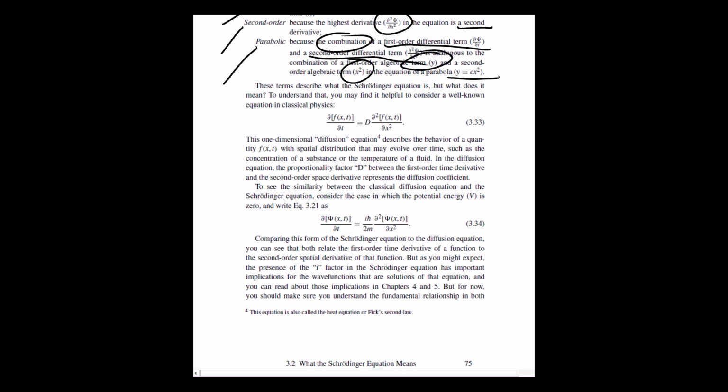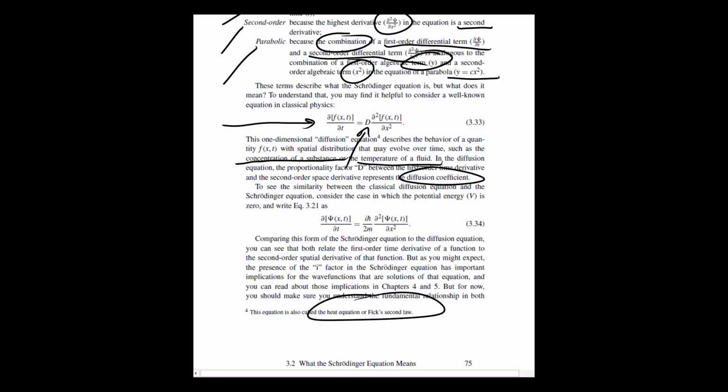I think the best way to understand that is to compare it to this equation from classical physics, which is called a diffusion equation. There's some other names for it down here. And what does that equation describe? A couple of examples I give here are concentration of a substance or the temperature of a fluid. And in the diffusion equation, the proportionality factor between the time derivative on the left and the second order spatial derivative on the right is capital D, which is called the diffusion coefficient.